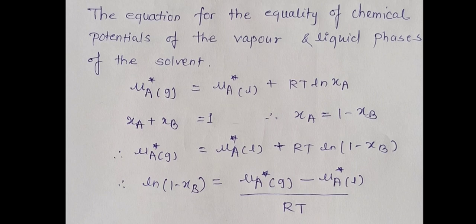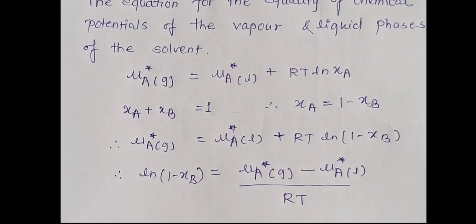Now, just put the XA value in the above equation of mu star gas. So mu star A of gas is equal to mu star A of liquid plus RT ln of, in a bracket, 1 minus XB. Instead of XA, I have written 1 minus XB. Then we want to find out the value of ln of 1 minus XB. So mu A star gas minus mu A star liquid divided by RT is the value of ln of 1 minus XB.